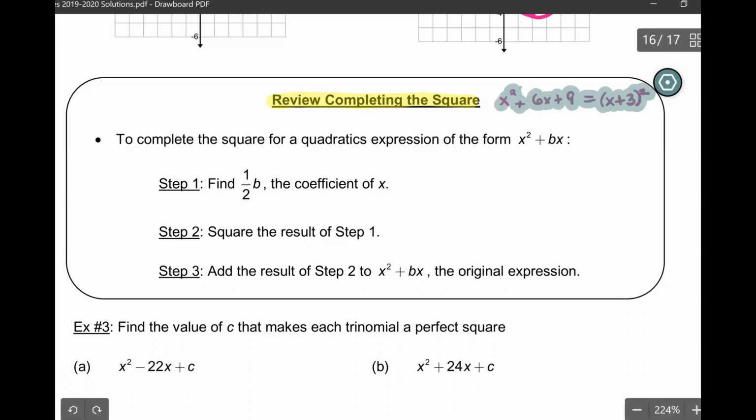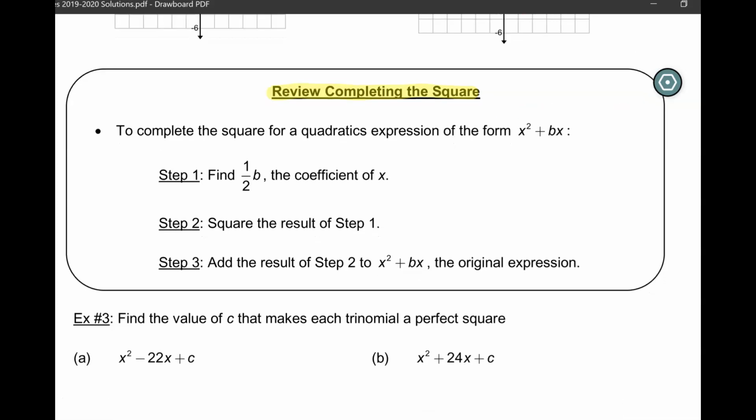Or let's say it's y squared plus 10y plus 25. That's y plus 5 times y plus 5, or y plus 5 squared. Okay, that's what we're going to be doing in the next section.